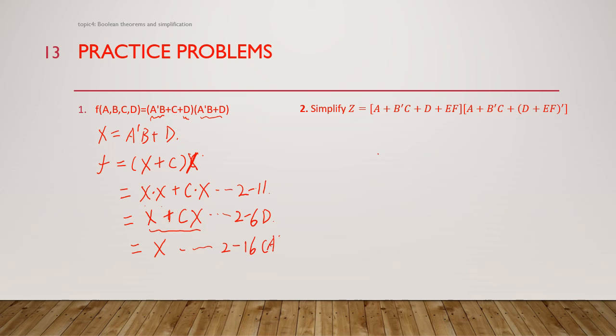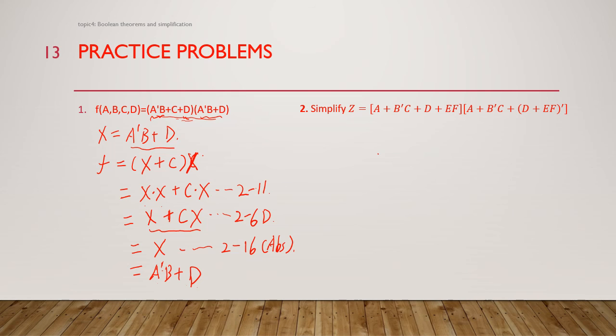So this is the absorption theorem. And because x is equal to that, we need to write it back. So you can see this simplified expression only requires a NOT gate, an AND gate, and an OR gate, 3 gates, to realize the function. But if you use the original expression, you can tell how many more gates you need to use. Okay, so that's why we do the simplification.